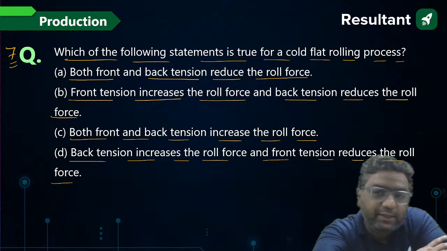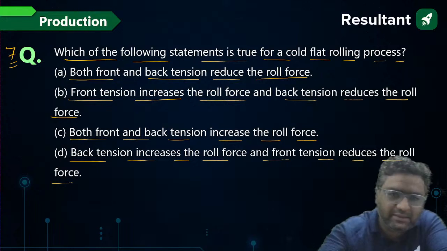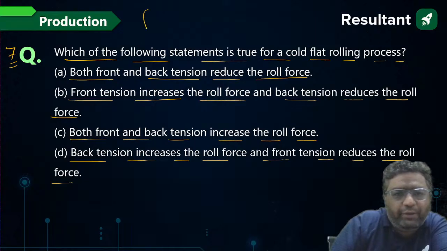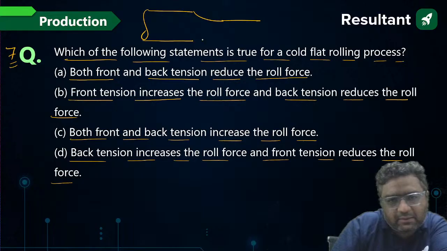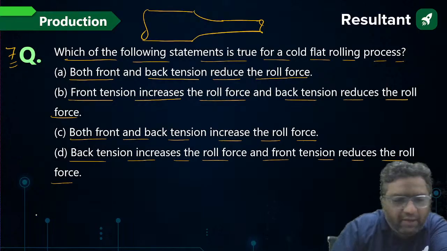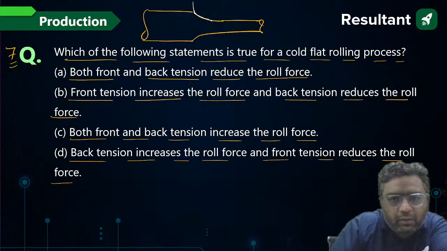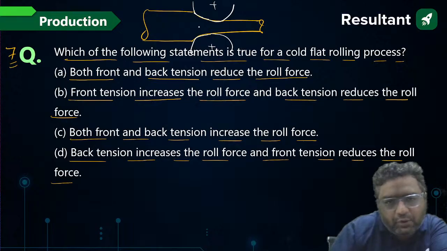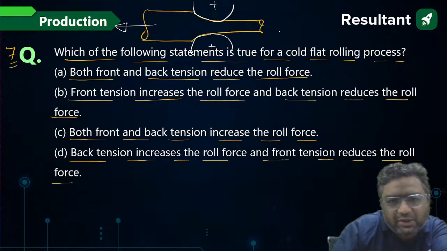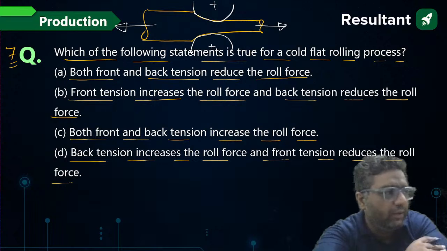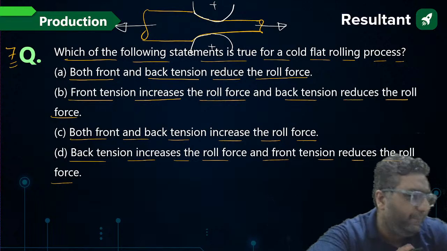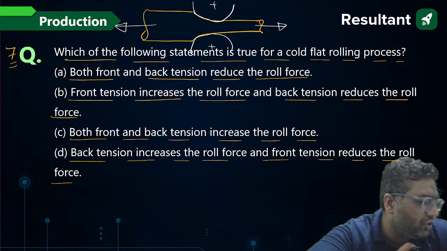Which of the following statements is true for a cold flat rolling process? So dear, if you remember, we are going to have the rolling process. We are having material like this. Here we have the rollers like this. Obviously, this is known as back tension. This is known as front tension. So how should it impact? Chess Chips is saying the answer to be B.